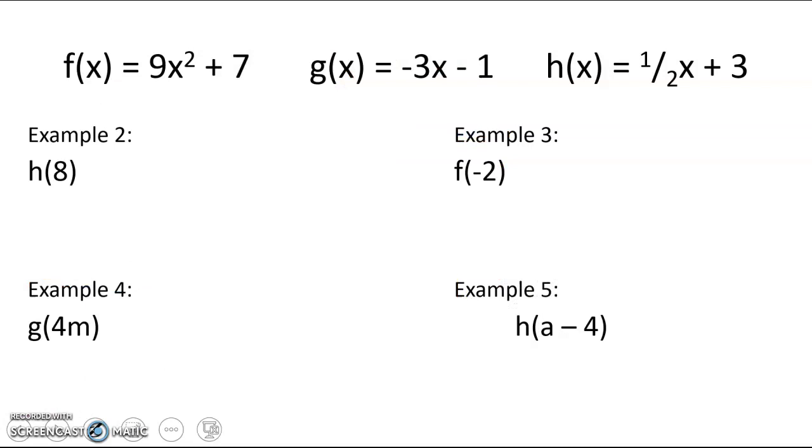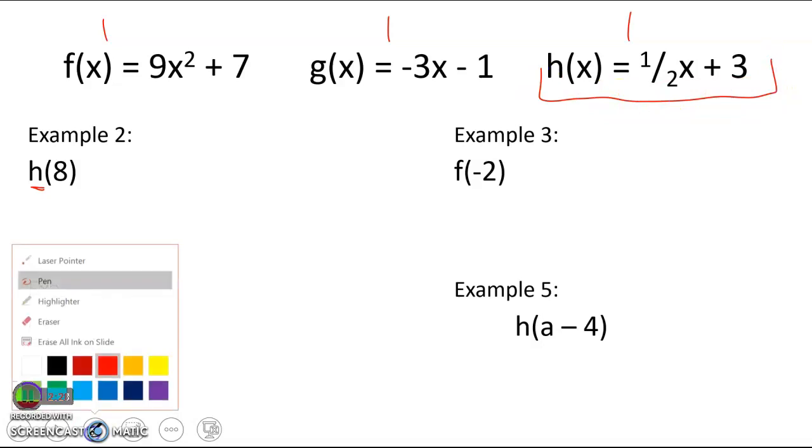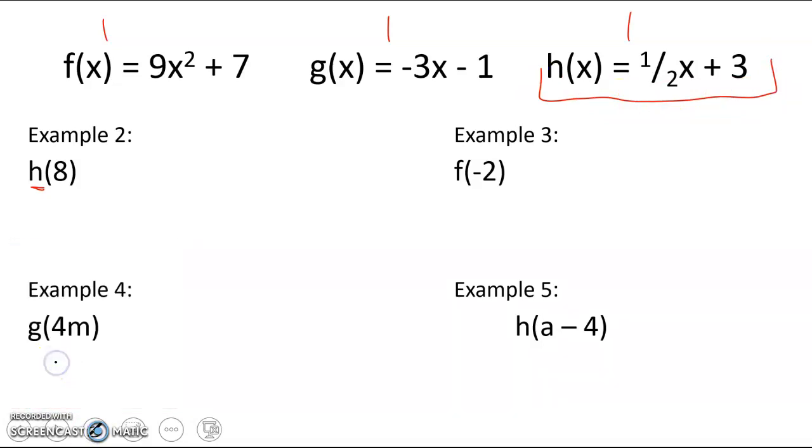So first off, example 2 here. What I need to first look at is h of 8. So I need to identify which equation I'm going to use. Am I going to use this one, or this one, or this one? Well, it's h, so I'm going to use this equation, okay? So I'm going to write it in black ink there. I'm just going to rewrite it. So h of 8, I'm going to plug in an 8 wherever I have an x. So it's literally going to be 1/2 times 8 plus 3.